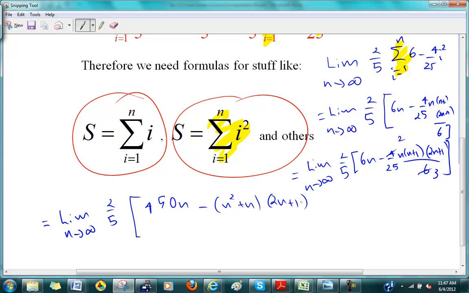Zara, can you come and sit here, please? And the common denominator is, sorry? 75, thank you.